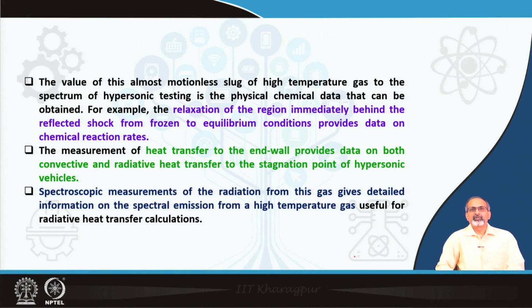The value of this almost motionless region of gas at high temperature is enormous. So, that can be used for obtaining a spectrum of data. For example, the relaxation of the region immediately behind the reflected shock from frozen to equilibrium conditions provides data on chemical reaction rates. That is one possibility, and the measurement of heat transfer to the end wall provides data on both convective and radiative heat transfer to stagnation point of hypersonic vehicles. That is another important application.